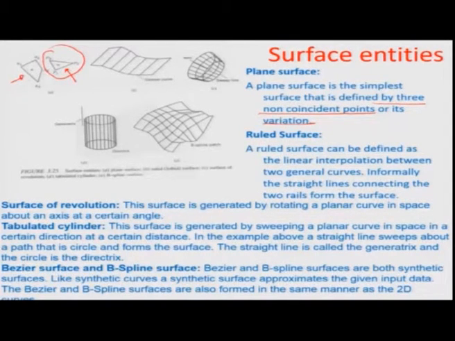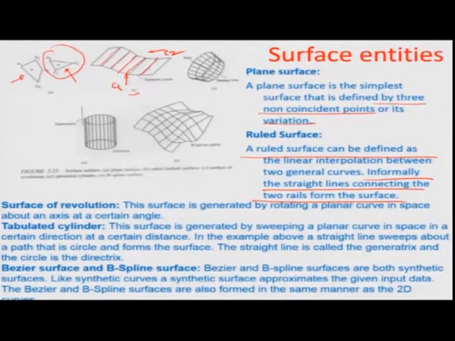There can be surface descriptions in regular geometries through ruled surfaces. Typically a ruled surface can be defined as a linear interpolation. So, there is curve 1 and curve 2 in this particular case, and you have some rulings or lines in between to connect multiple points on these curves, so that you can have a set of plane surfaces which would approximate the whole surface formulated by the curves. So, informally, the straight lines connecting the 2 rails would form the surface.